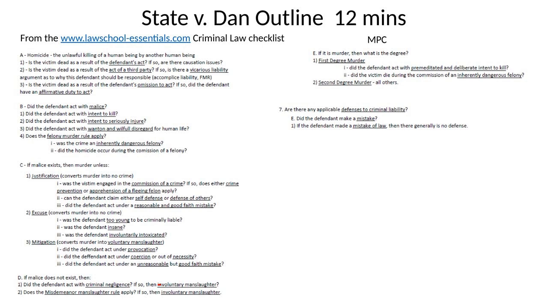Did the defendant act with intent to kill? What else can you intend with cyanide? Did the defendant act with wanton and willful disregard? I think this is what'll get it. Wanton and willful disregard. You might want to put that in your response.